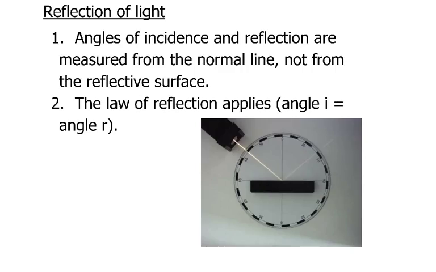Now, if the surface is really bumpy and uneven, then what you get is called a diffuse reflection.